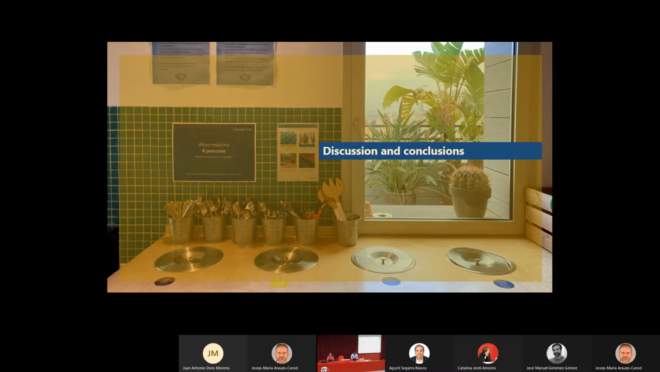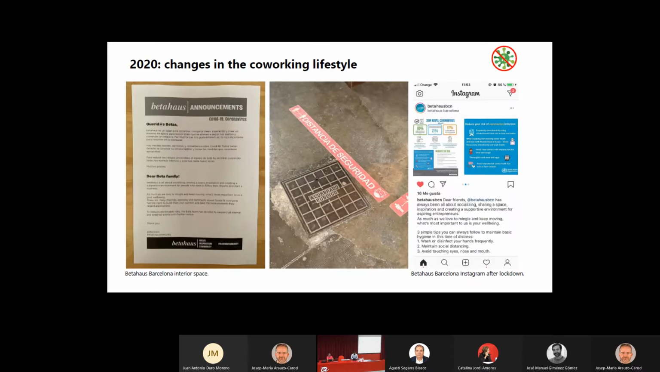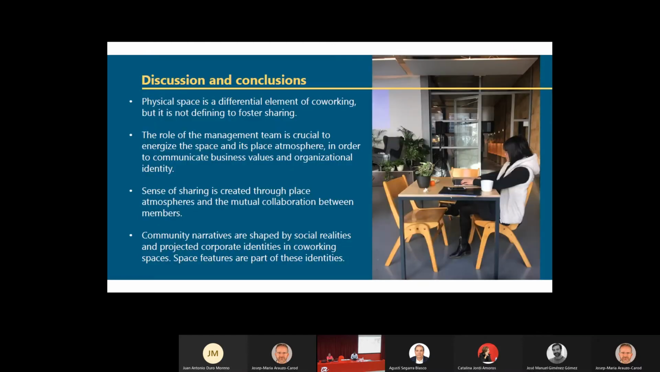Finally, in the discussion and conclusion of this chapter, after lockdown, place atmosphere is more important than ever before. It's not just to implement biosecurity measures, it's important to communicate them through the different media channels, the space, the announcements. It's important to offer the coworker a sense of security. And finally, physical space is a differential element of coworking, but it's not defining to foster sharing. It's important, but it's not the only one.